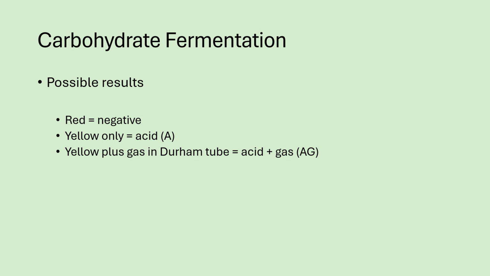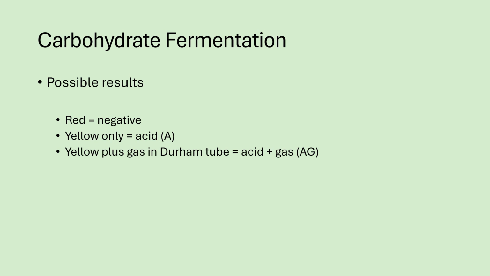And so you will inoculate the tube, and then you will incubate it, and then for your results, there are 3 possible results that you could have. If it is red, it is negative. Carbohydrate fermentation did not occur. If it is only yellow, but no gas in that Durham tube, you record it as acid. Typically, we record this as A, and we always use a capital letter. It's just traditional. That's the way we do it. So if you see just A, that means that only acid was produced.